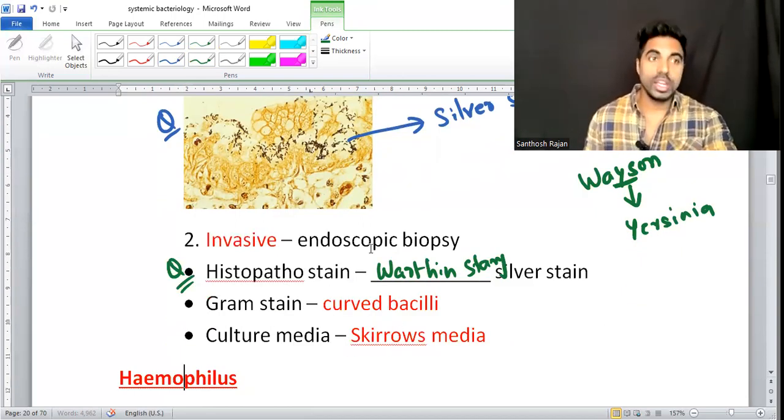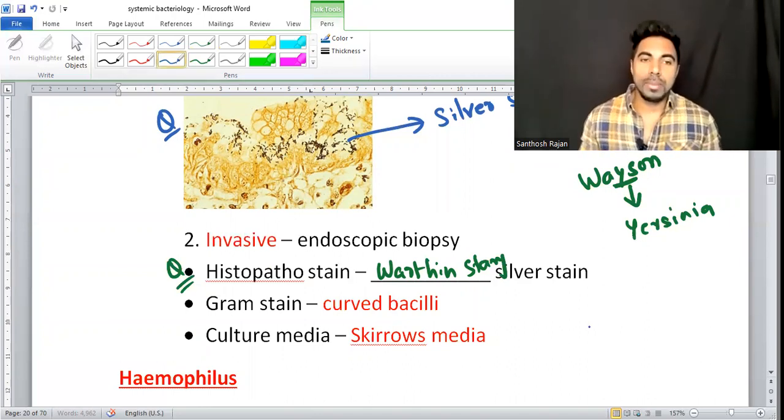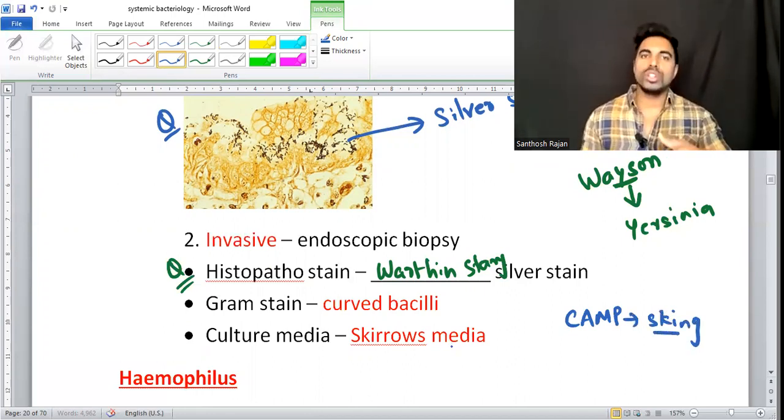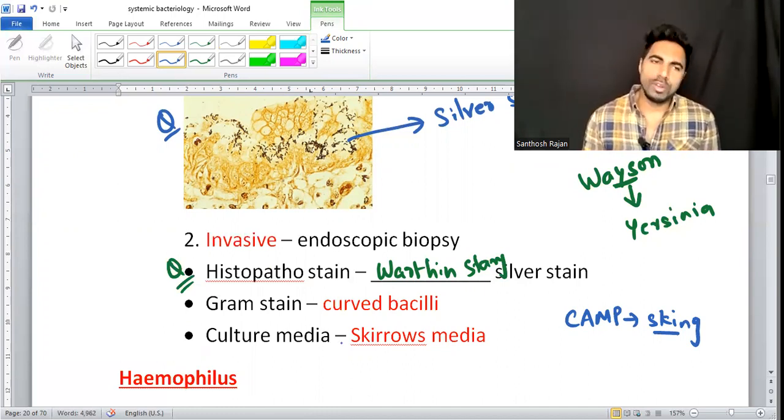Culture media is Skirrow's media, as I told you, in Campylobacter. Because Campylobacter also is in the stomach, of course, and also causes infection. But remember, this Skirrow's media is used for Campylobacter also and for H. pylori.